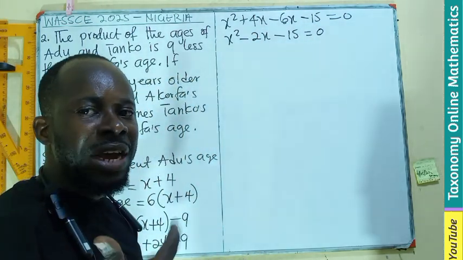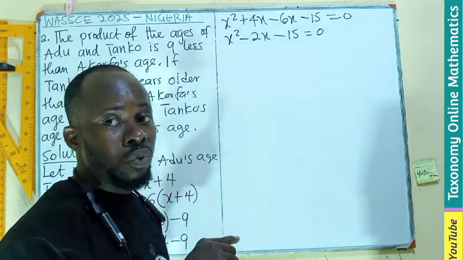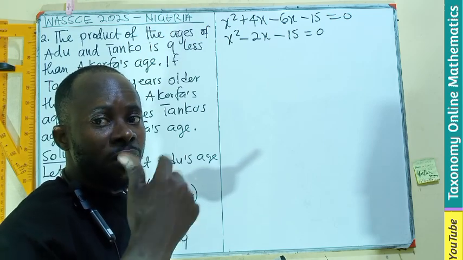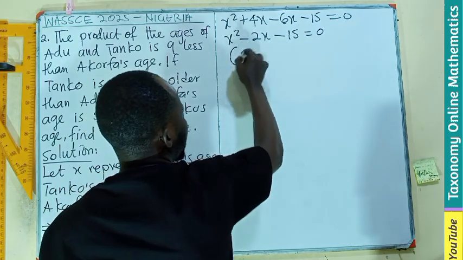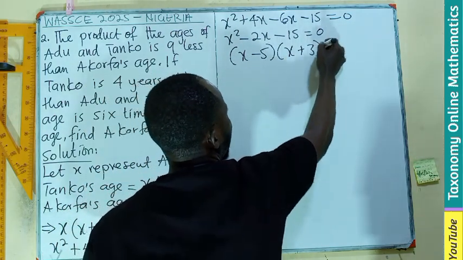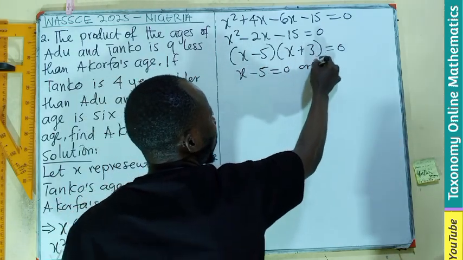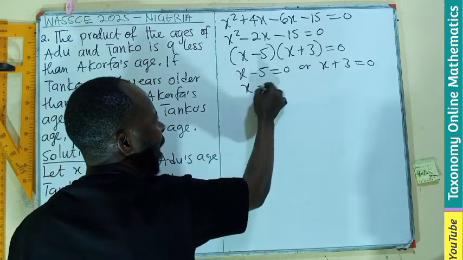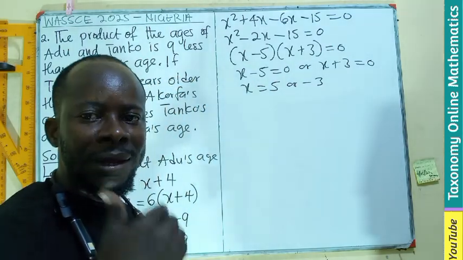Find factors of negative 15 which, when you add, you will get negative 2. 3 and 5 give you 15. To get a negative 2, 5 must be the bigger number that will have the negative. So I have x minus 5 as the first factor, x plus 3 as the second factor. That means x minus 5 is 0, or x plus 3 is what? 0. That makes your x to be 5 or what? Negative 3.